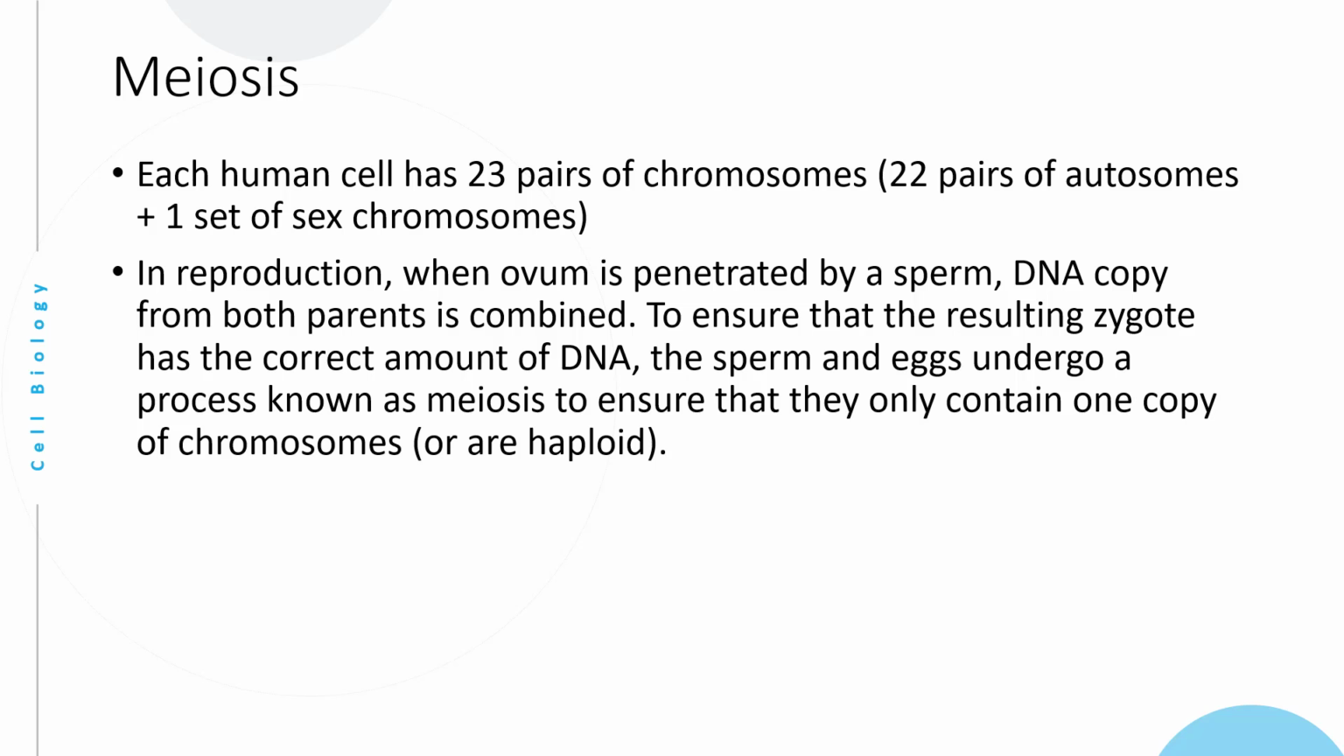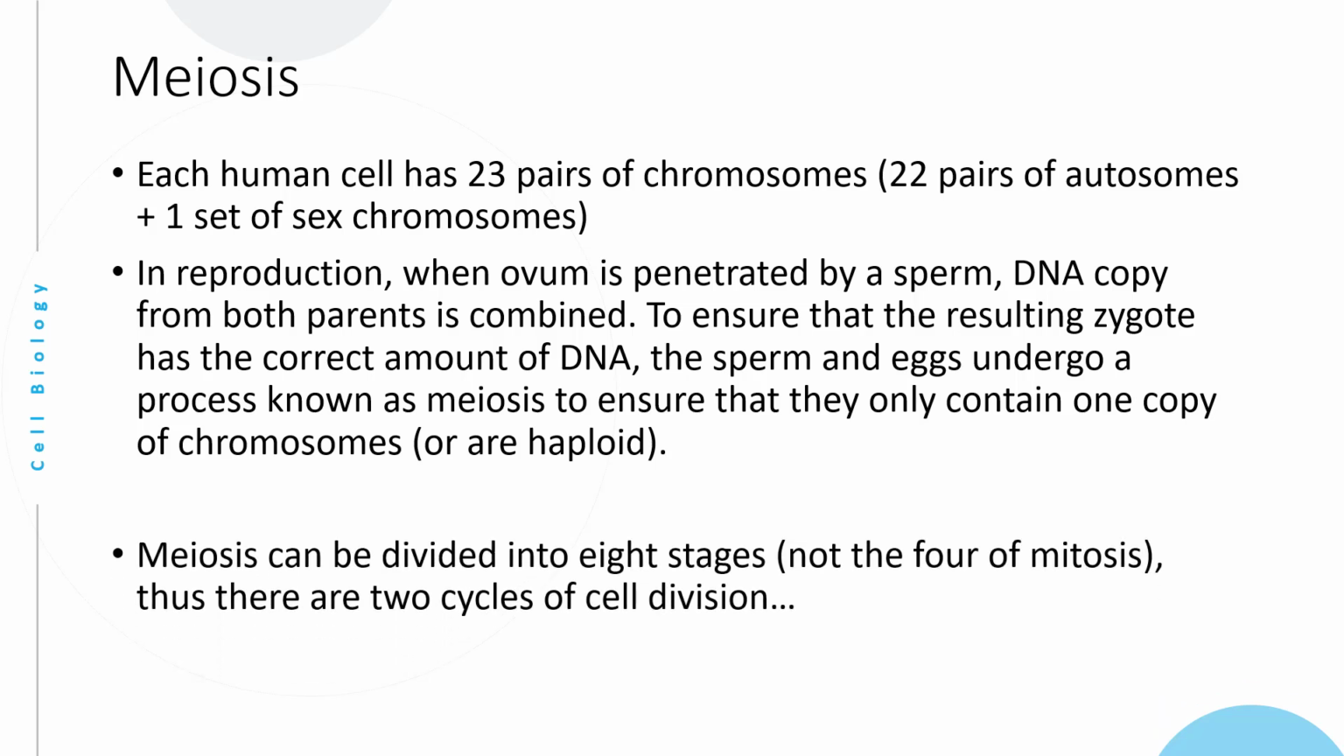Each human cell has 23 pairs of chromosomes, of which 22 are autosomes and 1 set of sex chromosomes. In sexual reproduction, when the ovum is penetrated by a sperm, DNA copy from both parents is combined. To ensure that the resulting zygote has the correct amount of DNA, the sperm and eggs undergo a process known as meiosis to ensure that they only contain 1 copy of chromosomes, or in other terms, are haploid. Meiosis can be divided into 8 stages, not the 4 as we saw in mitosis. Thus, there are 2 cycles of cell division.